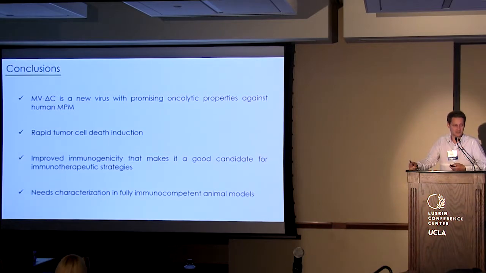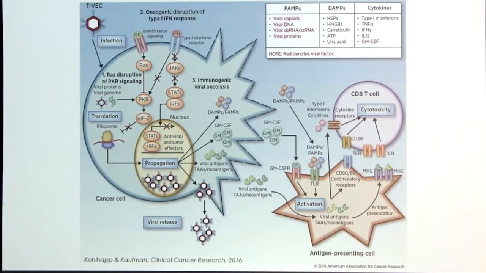This new virus is good because it has a rapid tumor cell death induction, it has an improved immunogenicity, even if we still need to characterize it better in immunocompetent models. That's not easy. We just created some murine tumor cell lines that can now be infected with measles virus, so we are trying to develop this project in vivo and maybe try combination, obviously, with checkpoint inhibitors and other types of therapies. So this is the summary.